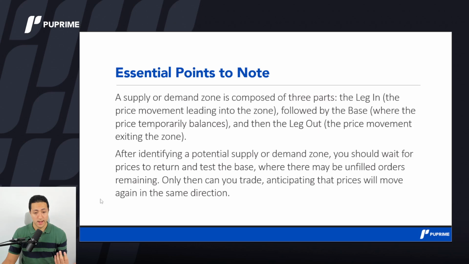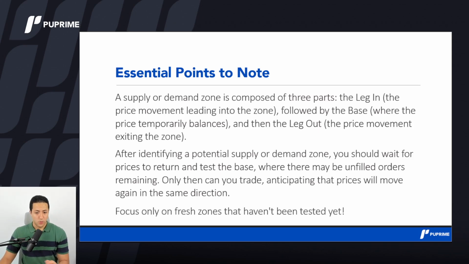So back again to this point, and that's why we're saying, after identifying a potential supply or demand zone, you should wait for prices to return and test the base. Okay, remember, we have three parts in any zone: the leg in, the base, and the leg out. This happened in the history. You just identify the zone, you wait for prices to go back into your base, and you will trade in the direction where there may be unfilled orders remaining. Only then you can trade, anticipating that prices will move again in the same direction. This will be the last theoretical point.